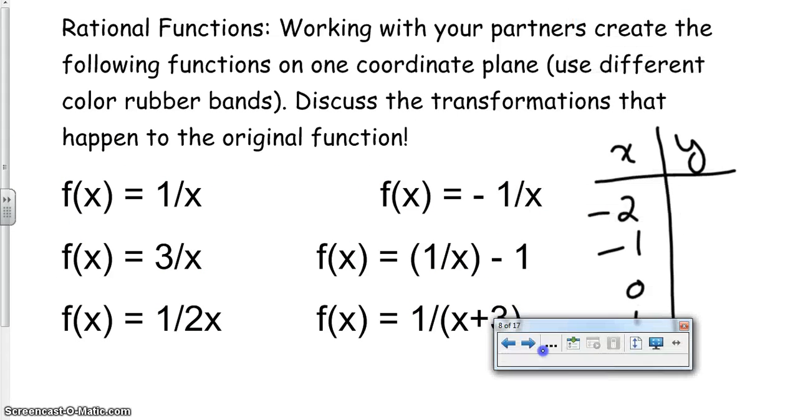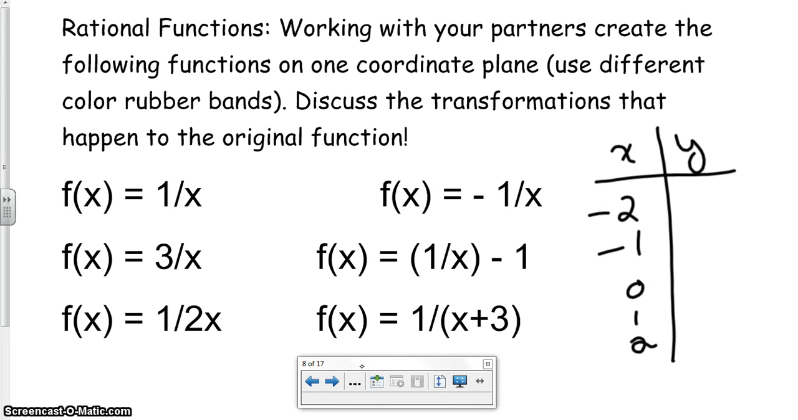Okay, rational functions. Now, you're going to see something very bizarre when you do the rational functions, okay? Especially in this part right here.